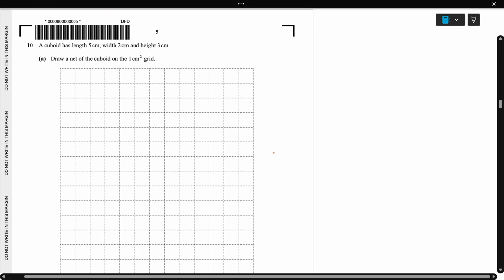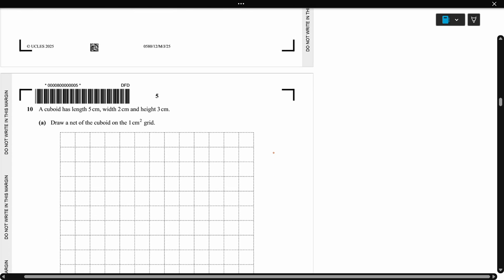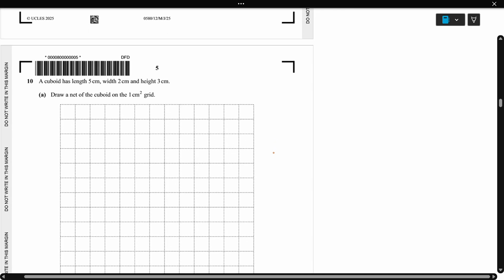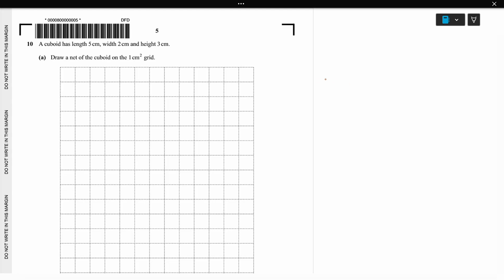Next, question 10. A grade is given. So the first one: draw a net of a cuboid on 1 cm squared paper. Okay, we'll draw a cuboid. So the cuboid has a length of 5 centimeters. This is the cuboid.